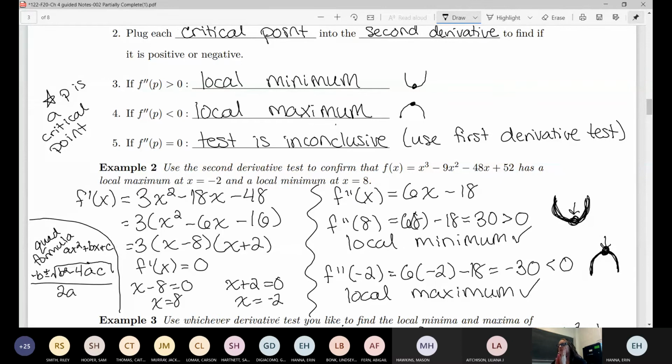Okay, any more questions on the second derivative test? Go once, go twice. Okie dokie.